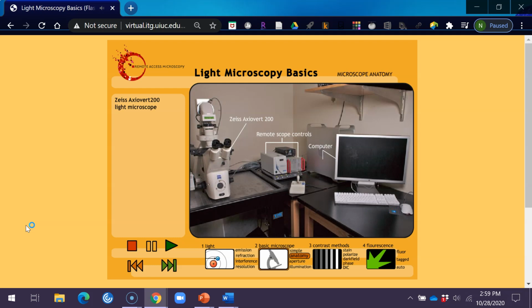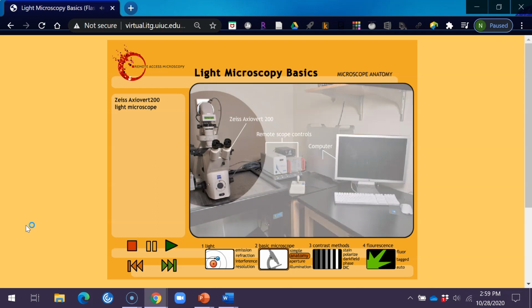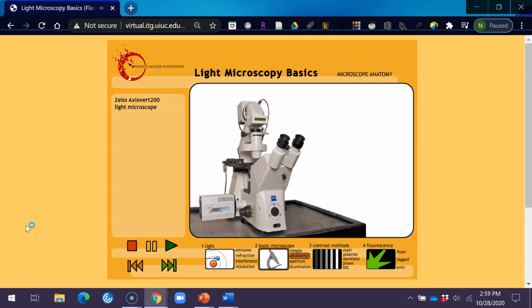The microscopy suite of the Imaging Technology Group has a Zeiss Axiovert 200 light microscope equipped with a variety of filters, a fluorescent lamp, motorized stage, and digital camera linked to a computer. Like most modern microscopes, this scope is inverted. The parts of the microscope will be presented in their order along the light pathway.